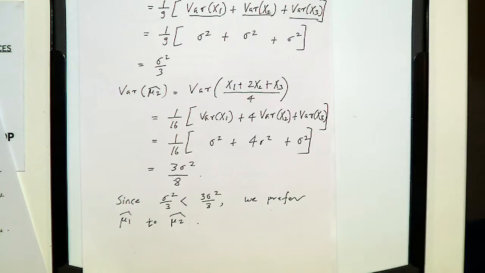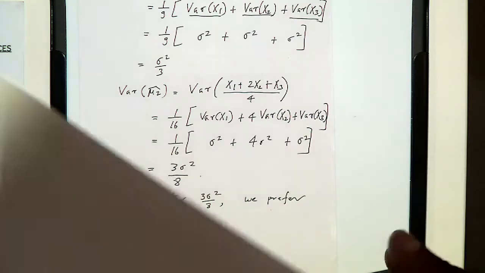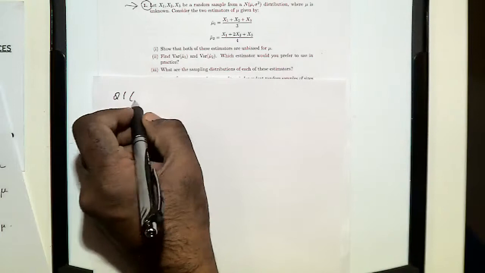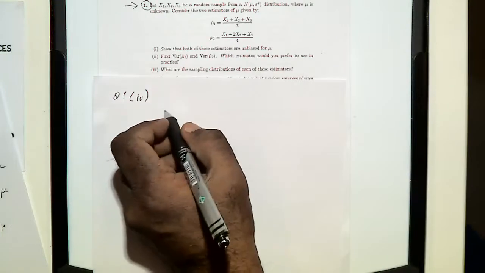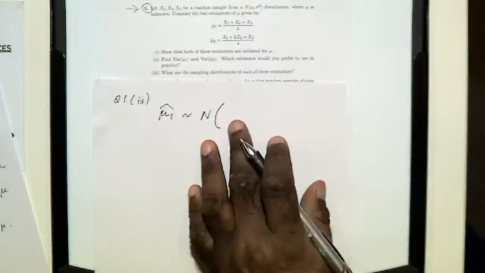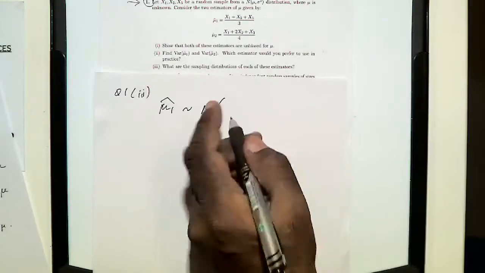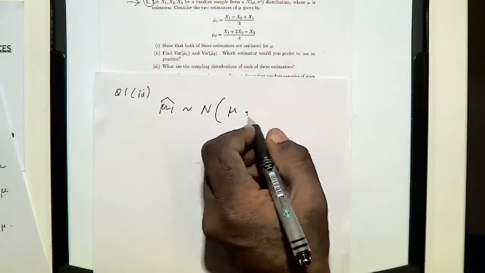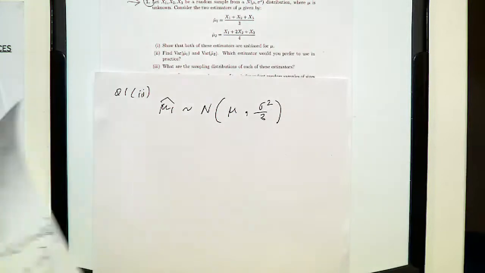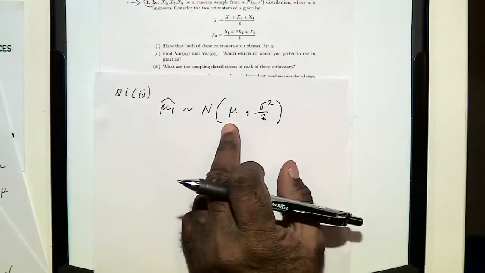Well, it was one of the properties I stated when I talked about the normal distribution, right? So using that property, you can answer this question. Question 1, part 3. The first estimator, which is mu1 hat, is going to be normal with the mean. We have already worked out the mean to be mu, and the variance we have worked out is to be sigma squared by 3.